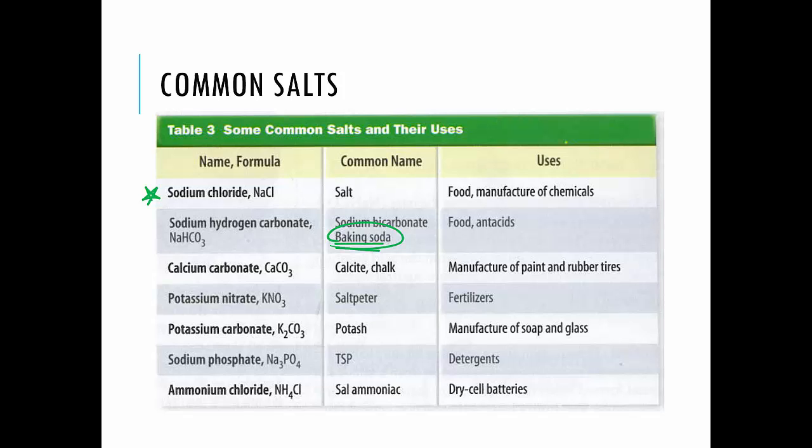But for each one of these, you can go through and say, here was a positive, here is a negative, a positive, a negative, and so on. So remember, salts are just ionic compounds. They got the positive part from their base, and they got the negative part from their acid.